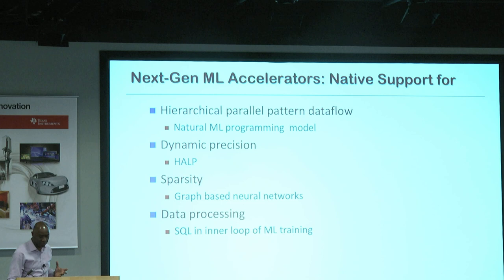Well, I think you see a number of things, right? This idea of hierarchical parallel pattern data flow really seems to be fundamental. We've seen it across the set of data processing algorithms that we've looked at, and so it becomes a very natural ML model. The idea of being able to support multiple precisions, even dynamically, we've seen is important for algorithms like HALP. Sparsity is becoming a more important component for things like graph neural networks. And this idea of data processing, SQL in the inner loop of ML training, being able to do that efficiently is going to be important. So fundamentally, supporting these kinds of capabilities will future-proof the architecture.